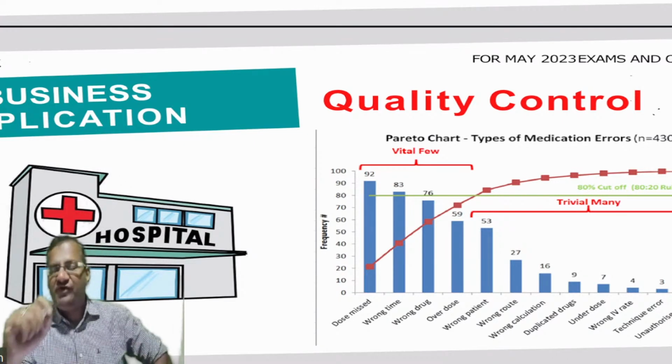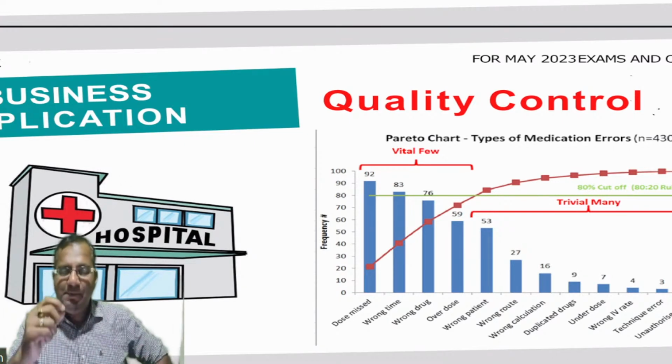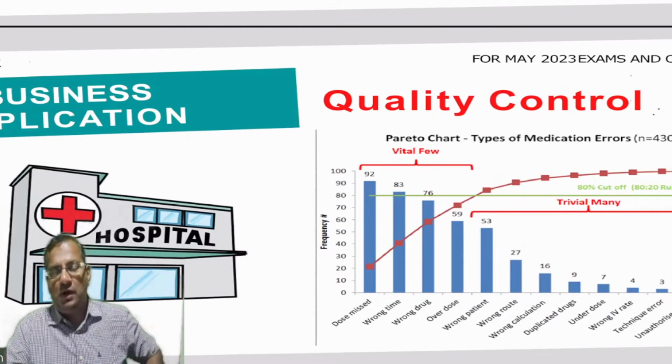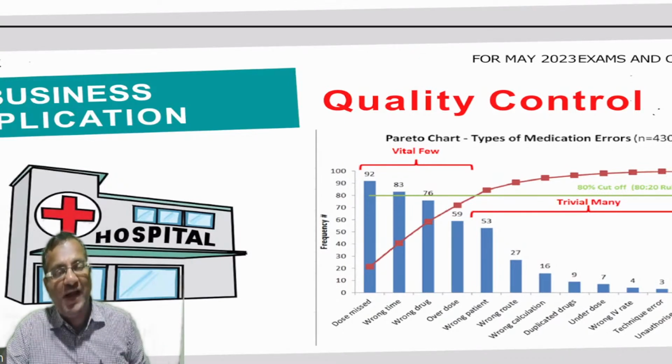So, beta, it's basically 20% of the causes, the reasons, are contributing towards 80% of the customer problems.